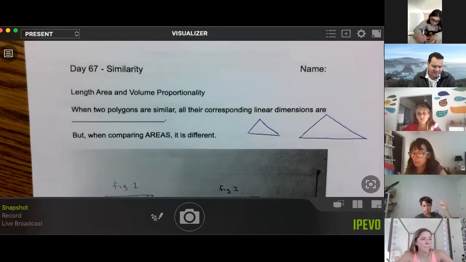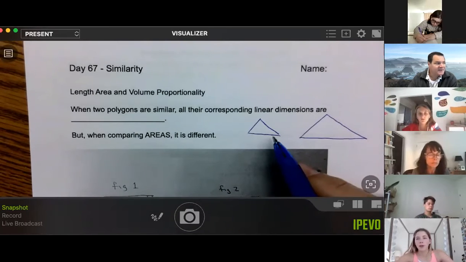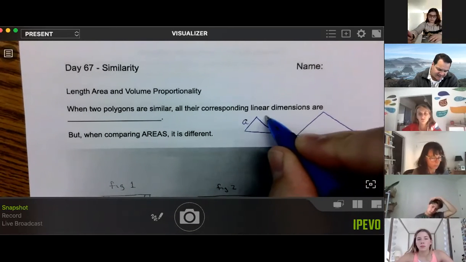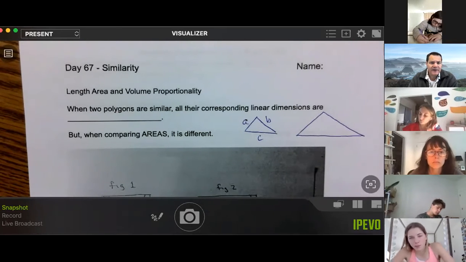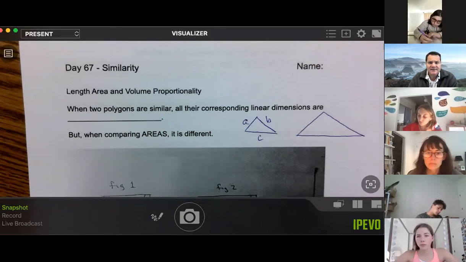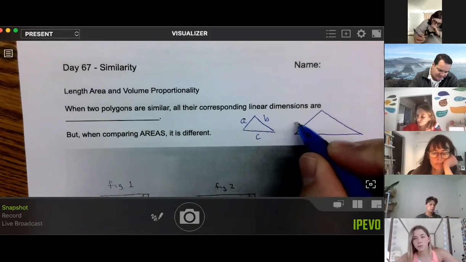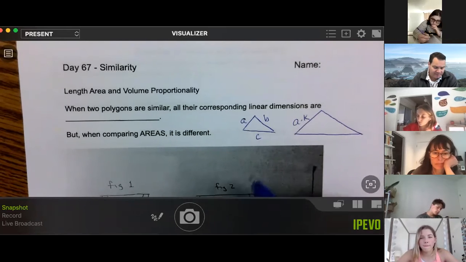Continuing in our discussion of similarity. Last class, we talked about if you have two triangles, and you know that, for example, the sides here are A, B, and C, that the triangles are similar if there's some constant, some scale factor that you multiply times this to reach the length of its corresponding side over here.